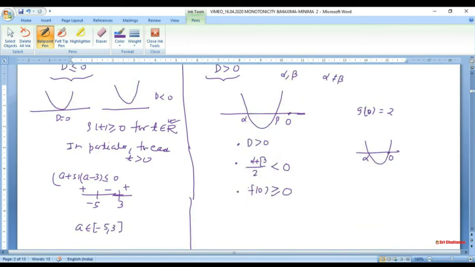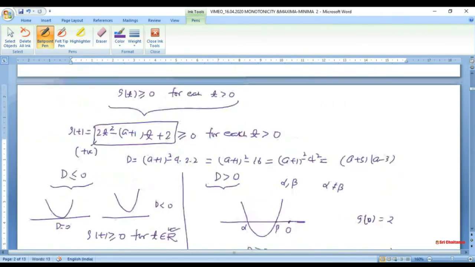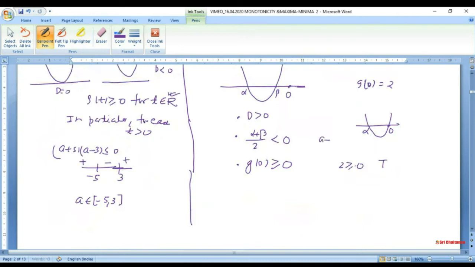Sorry about that, we are using the symbol g and not f. So I'll rewrite g of 0. g of 0 already is 2, greater than or equal to 0, which is true. So this does not give any solution. Alpha plus beta over 2 gives you a plus 1 over 4. So that gives a plus 1 over 4 less than 0, which means a less than minus 1.